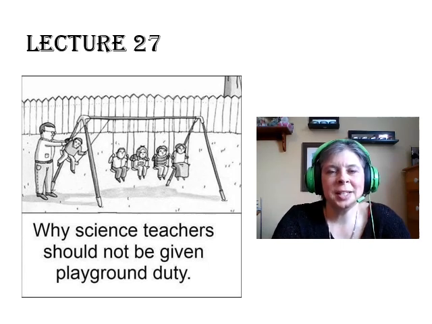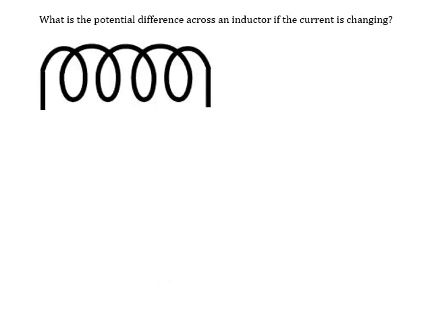Welcome to lecture 27. In this lecture, we're going to talk more about inductors. We're going to talk about the potential induced when we change a current. We're also going to talk about energy storage in inductors. The next question we'll ask now is, what is the potential difference across the ends of an inductor if the current through the inductor is changing?